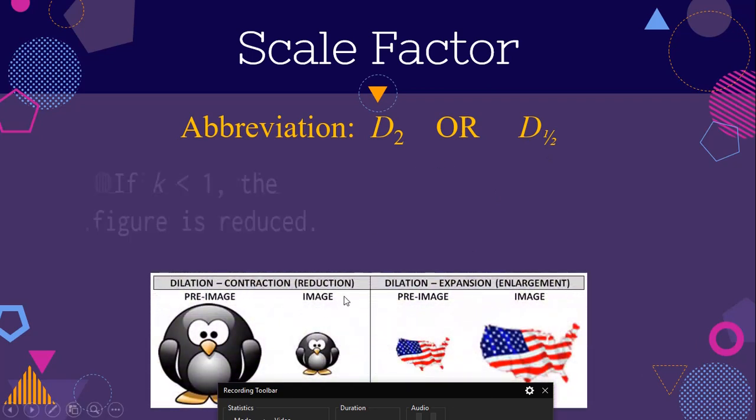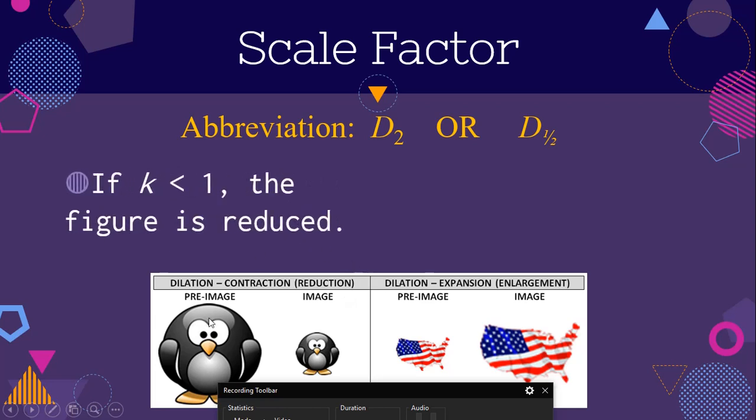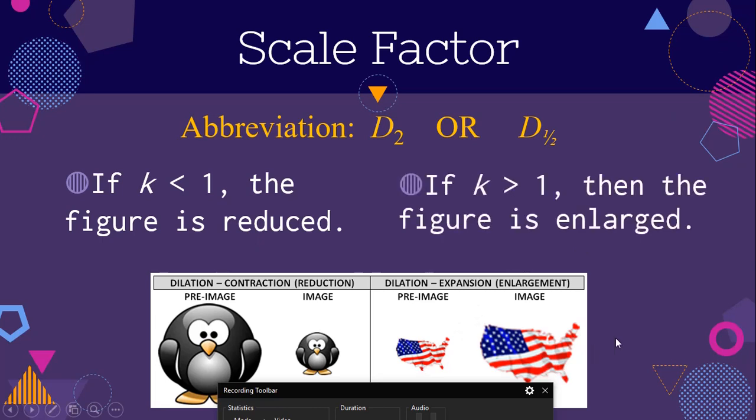You can see in the picture, the penguins is where we're starting. The pre-image is actually larger than the image. That tells me that the scale factor is some kind of fractional value. So when K is less than 1, we know that the figure is going to be reduced. And this is something that you know ahead of time. So if it's not smaller than what you started with, we already know that there's a problem. In the second picture of the United States, the pre-image is smaller than the image. That tells me that the scale factor K was greater than 1 and that the figure is being enlarged.